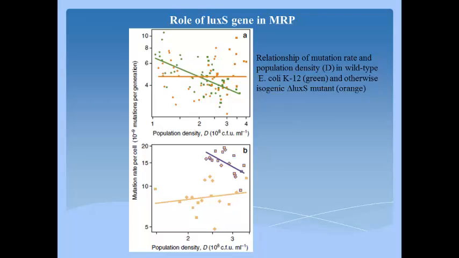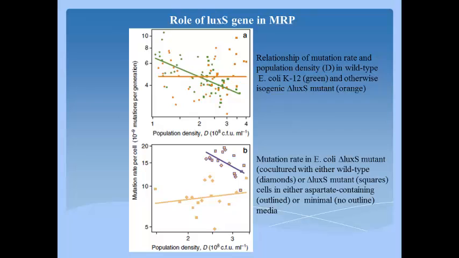However, they observed a significant difference in the slope of mutation rate in response to density between strains, as shown in figure A. Furthermore, the null luxS mutant showed a response that is, a slope, not significantly different from 0, indicating that the identified MRP is not only density dependent but also luxS dependent.